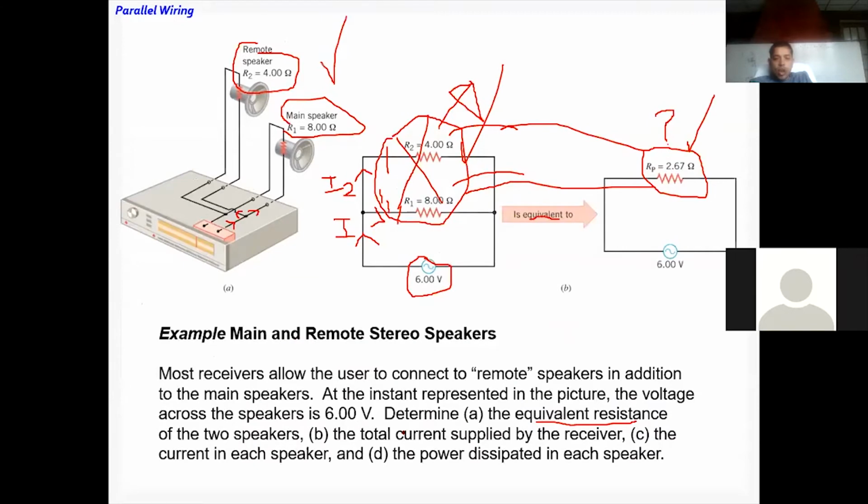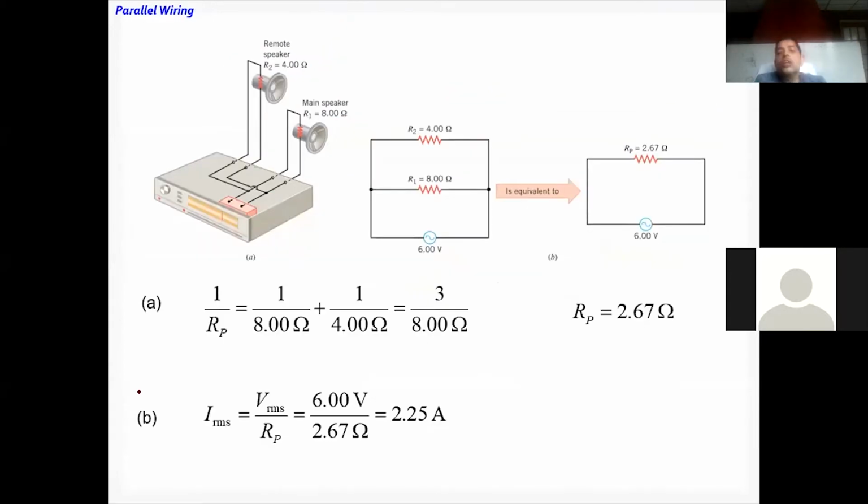Then what is the next one we have to find? We found the total current. B is done. Now C, current in each speaker. How do you find the current in each speaker? I was going to say it would be I1 equals V over R1, and then I2 equals V over R2.